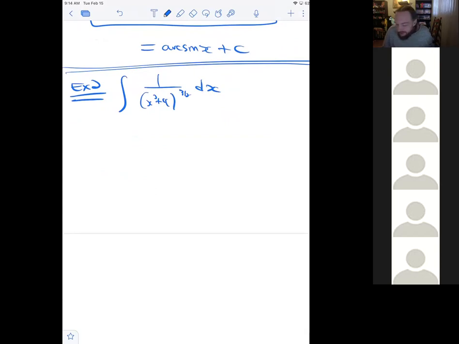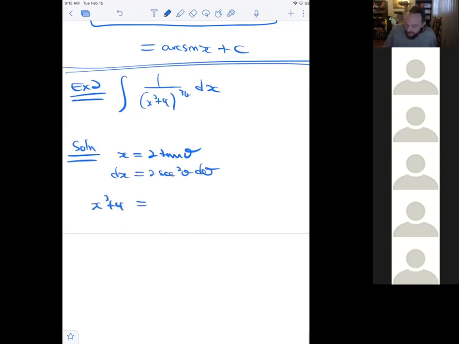So what are we going to do with this? I see plus, and so what I see immediately, you'll get faster at this as well, but I see tan squared plus 4, so I know that x has to be 2 tan theta, because then, first of all, my differential will be 2 secant squared theta d theta, and then x squared plus 4 is equal to 4 tan squared theta plus 4, which is 4 times tan squared theta plus 1.